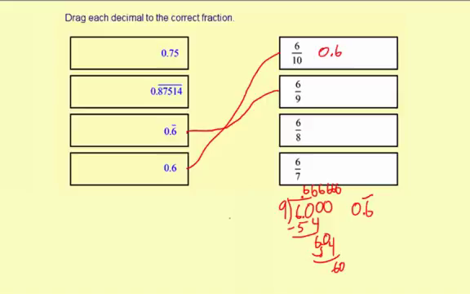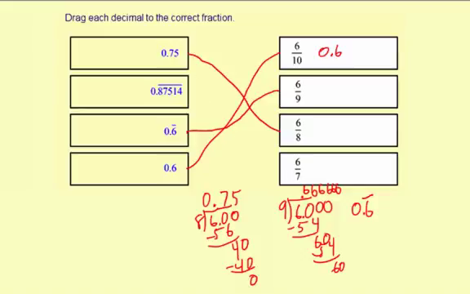Okay, now 6 divided by 8. 8 doesn't go into 6, so we'll do a decimal point. 8 goes into 60 7 times. 7 times 8 is 56. Subtract, bring down the 4. We have to bring down another 0. 8 times 5 makes 40, so put a 5 here. Zero remainder, so we're done. It's 0.75. So our decimal is 0.75, which is this one.